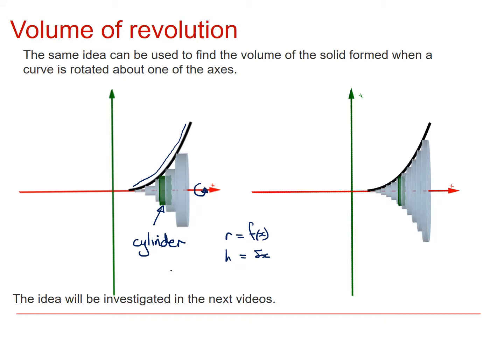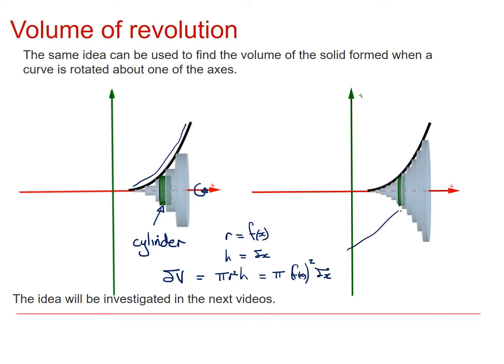For this green cylinder, its volume, let's call it delta V, is going to be equal to pi r squared h, which is going to be pi f(x) squared delta x.